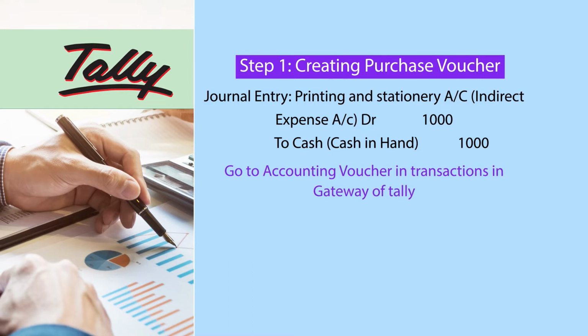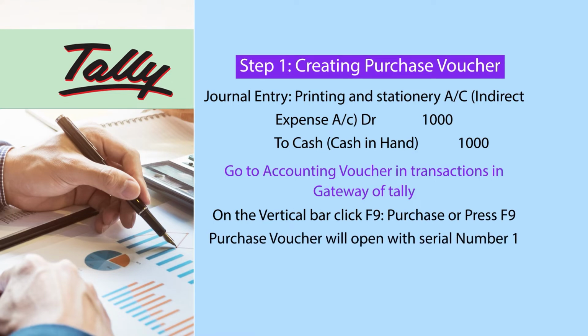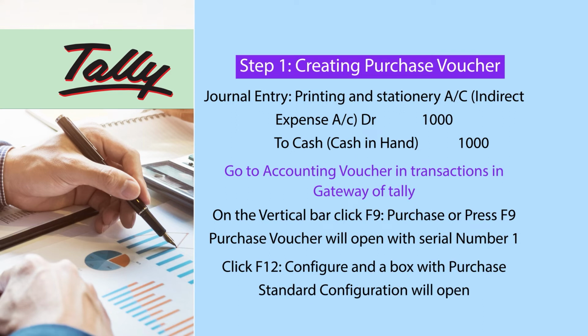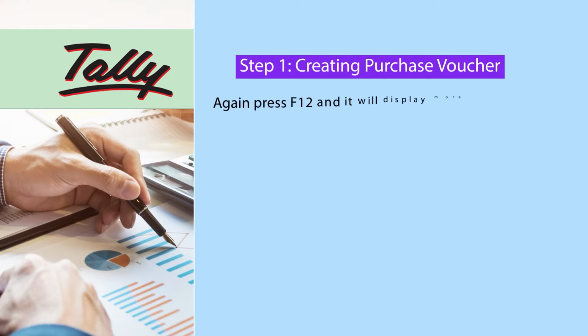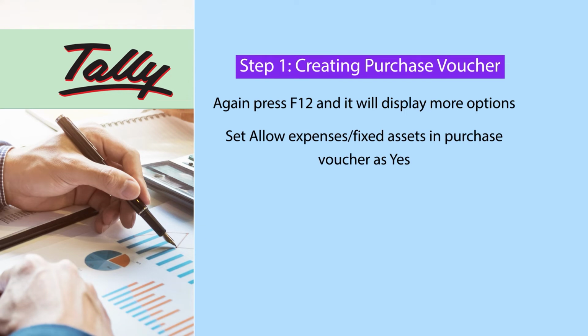Go to the accounting voucher in transactions in Gateway of Tally. On the vertical bar, you can click F9 purchase or directly click F9 from the keyboard. Purchase voucher will open with serial number 1. Before that, click on F12 configure available on the vertical button bar. A box with purchase standard configuration will open. Again press F12 and it will display more options. Within this, set allow expenses / fixed assets in purchase voucher as yes. Press enter till you reach your voucher screen.